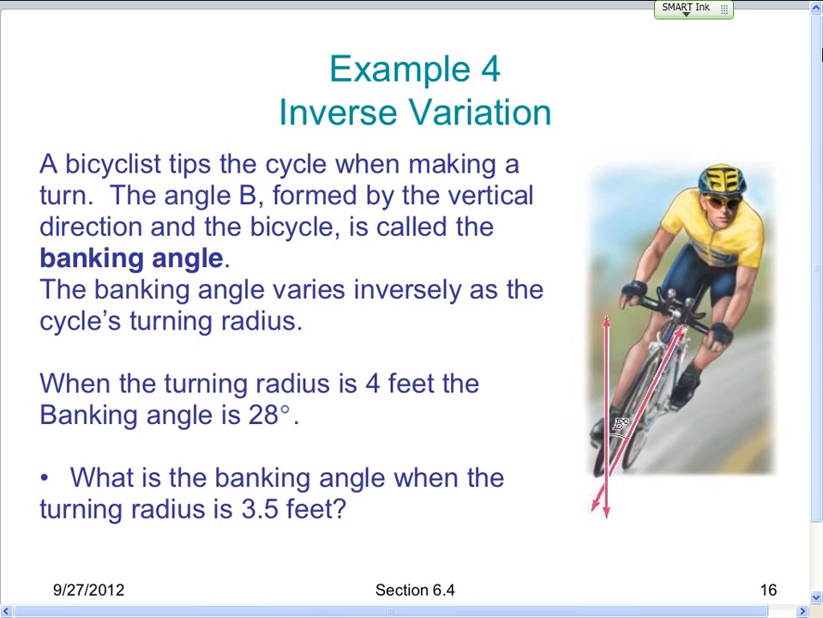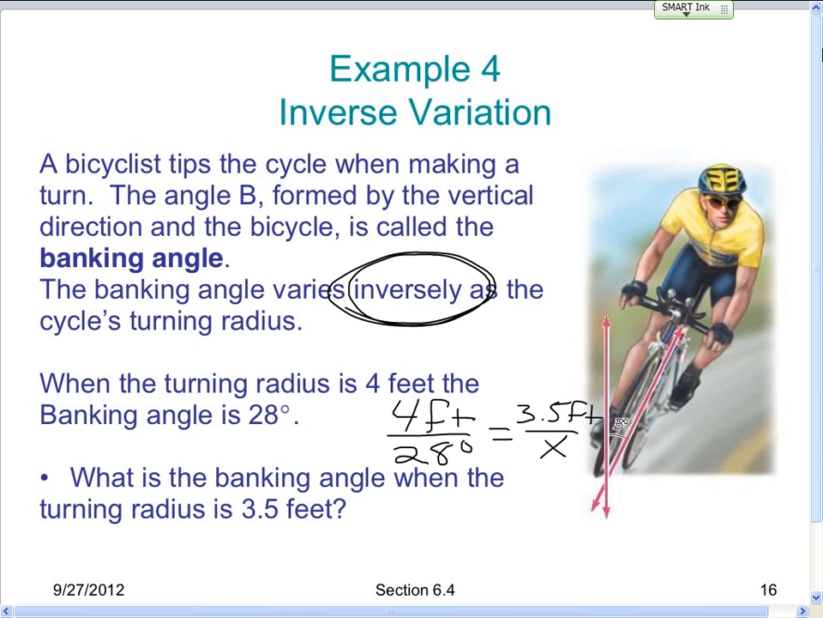When the turning radius is 4 feet, the banking angle is 28 degrees. What is the banking angle when the turning radius is 3.5 feet? Now, this would be if it was direct variation, but it's not direct variation. It is inverse variation. Take the bottom two numbers and switch them. You must switch the bottom two numbers or you'll get the answer wrong every time.